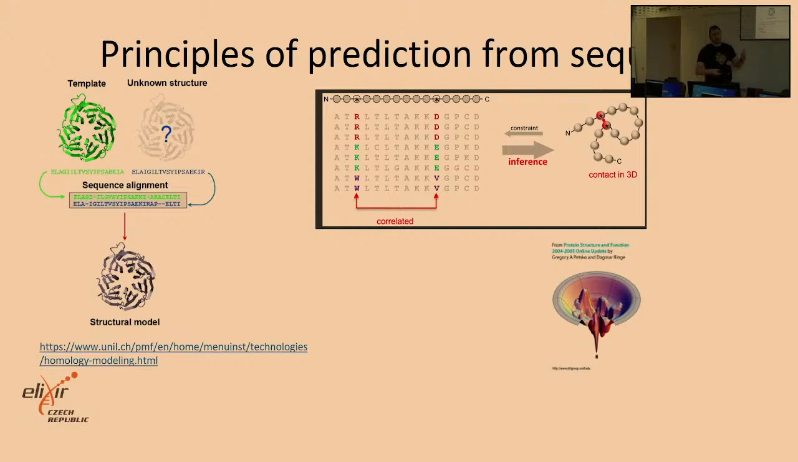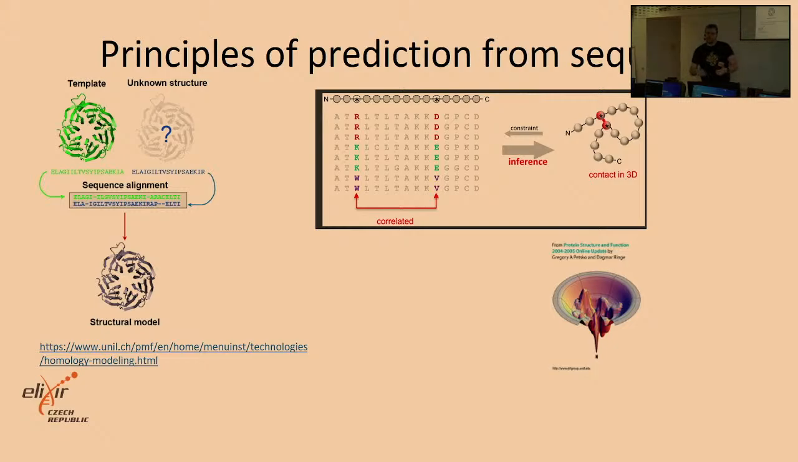One of the most successful previously was homology modeling, where you had some protein of unknown structure, but you knew that it was highly homologous to some template for which you knew the structure. From this, we were able to obtain the structural model. This was quite useful, and it's still useful if you have something really similar and you just look for the effect of mutations and so on. But quite a lot of sequences are quite different to the known structures. So for those proteins, this approach wasn't working.